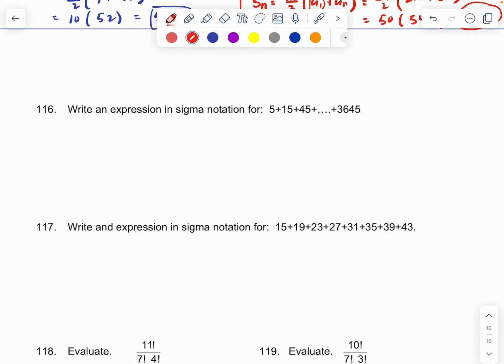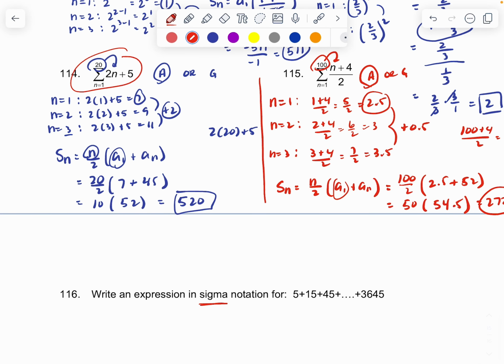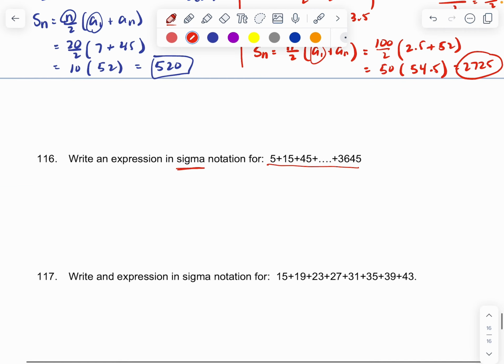Write an expression in sigma notation. So you guys, this time, instead of them giving me the expression and finding the sum, they're giving me the series and they want me to write it like this. So let's go ahead and write the sigma in there. I always want to start at n equals 1. You can really start anywhere, but it gets harder if you start in other places. So if I start at n equals 1, now I have to figure out how far to go. So this number up here is going to be the number of terms.